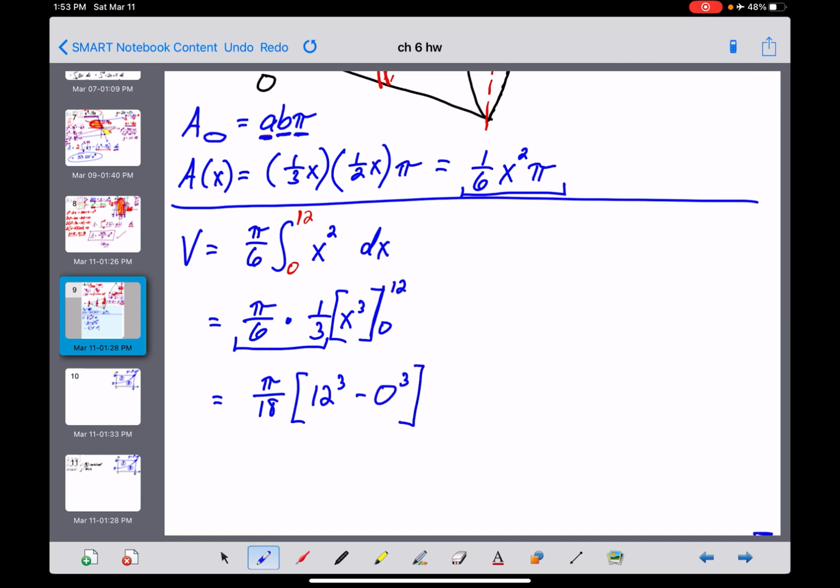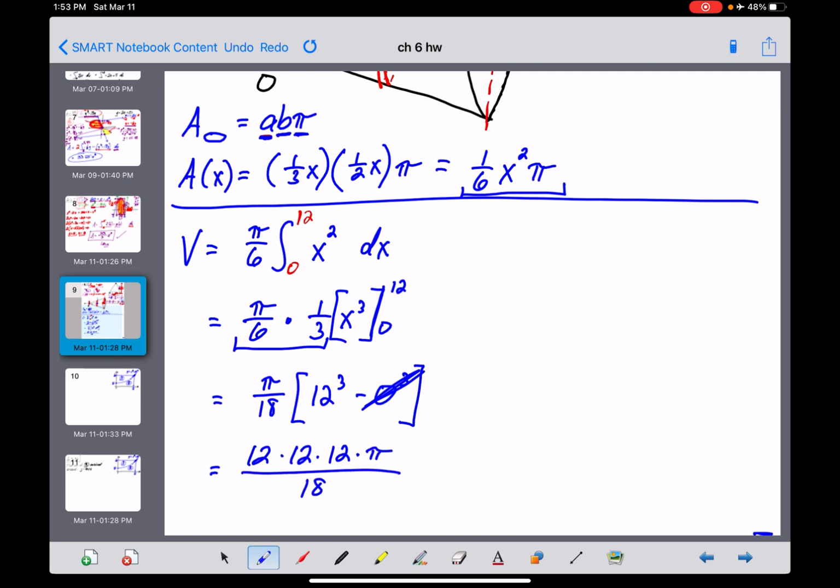That I don't worry so much about. And if you don't think you know what 12 cubed is off the top of your head, you're probably right. But let me show you a little trick right here, guys. What we're dealing with here, we can really just ignore that 0 cubed. We really end up with 12 times 12 times 12 times pi all over 18.